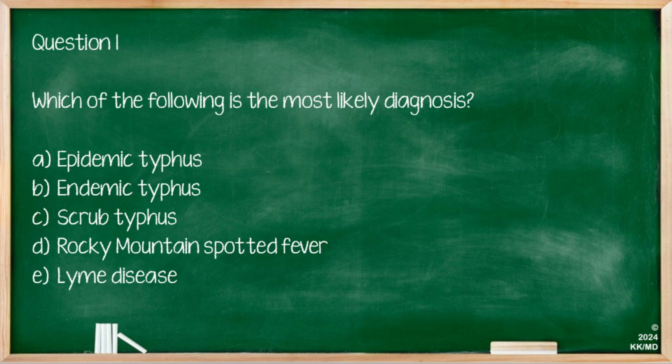So this was a really straightforward question because the biggest giveaway is that he's traveled to the Rocky Mountain regions and he's coming in with quite classic features with high fevers, headaches, as well as a maculopapular rash. So really the correct option is going to be option D, which is Rocky Mountain spotted fever.